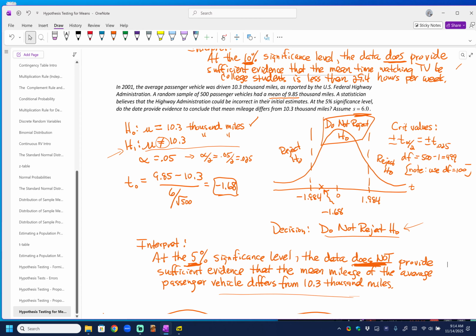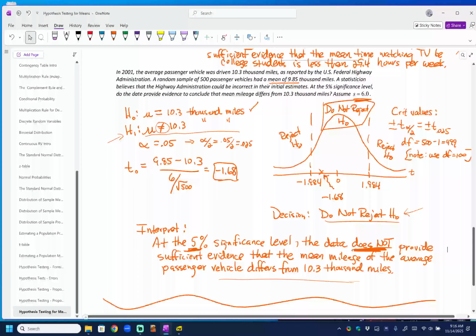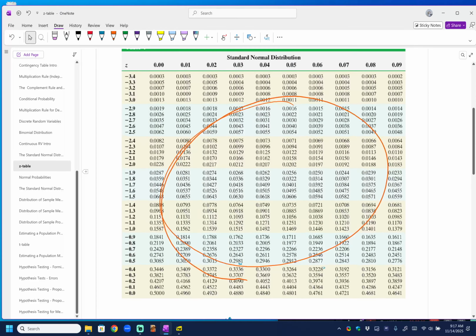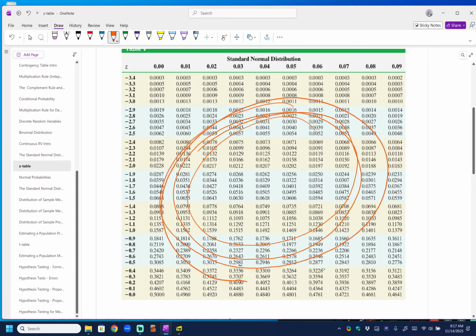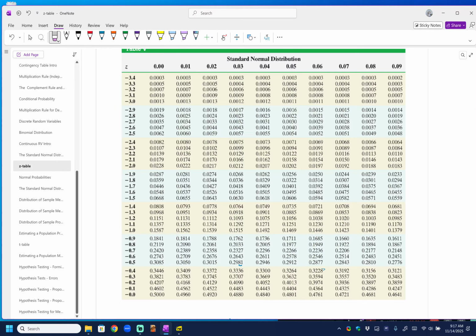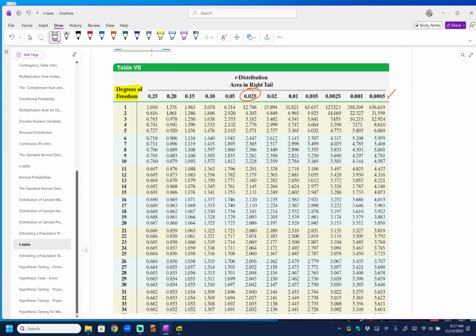The problem is, if we don't have technology, the p-value method is a very challenging path to go when it comes to t-tests. Why is that? Well, in the z-table, all of these wonderful areas for the p-value are located in the body of the table. It's pretty quick to find based on just a typical normal distribution. If you go to the t-table, though, look at this. There are no areas in the body of the table. They're all critical values.